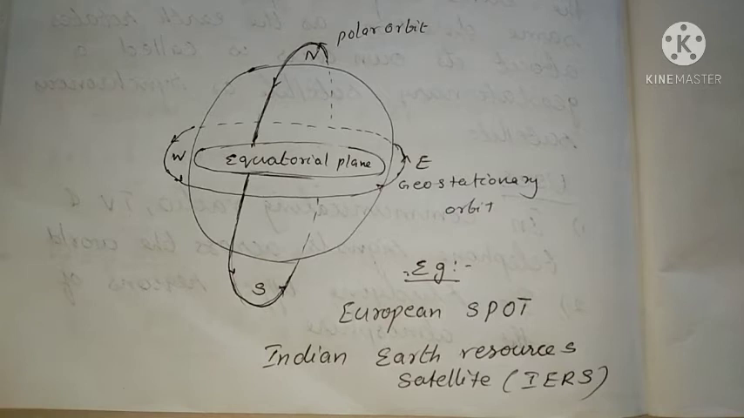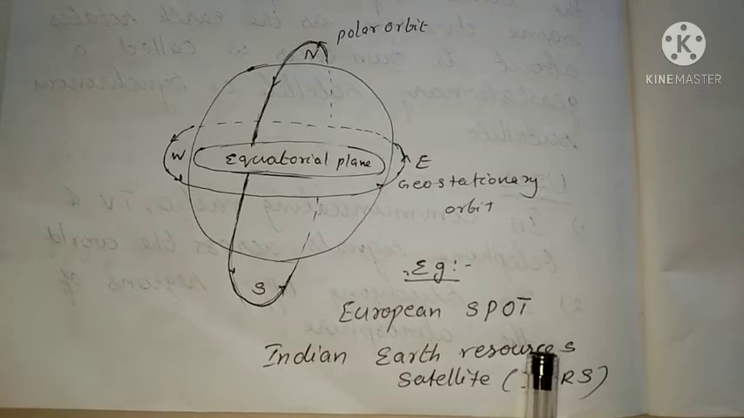Okay. Then as the Earth rotates about its own axis, the polar satellite passes over different parts of the Earth's surface. So what happens here? Thus the polar satellite scans the entire surface of the Earth. Some examples of polar satellites are the European SPOT, and another one, the Indian Earth Resource Satellite, in short form IERS.